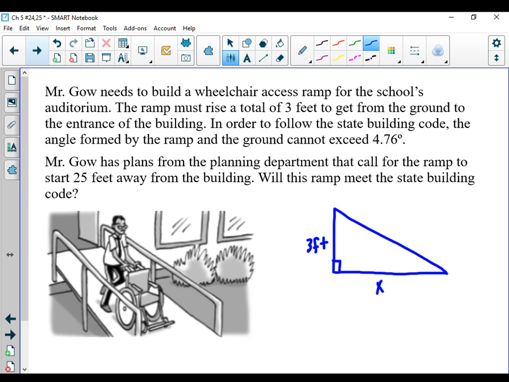Oh, wait a second. Sorry. You're right. I read it wrong. I thought it said the ramp was 25 feet. It's 25 feet away. You're right. Sorry. Never mind. All right.